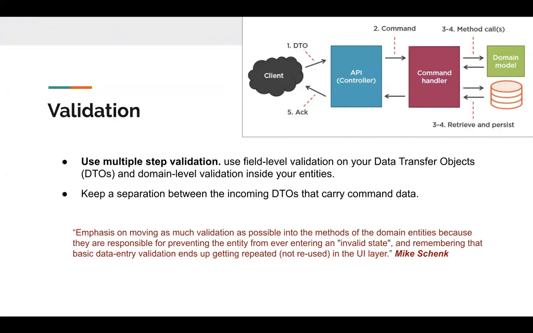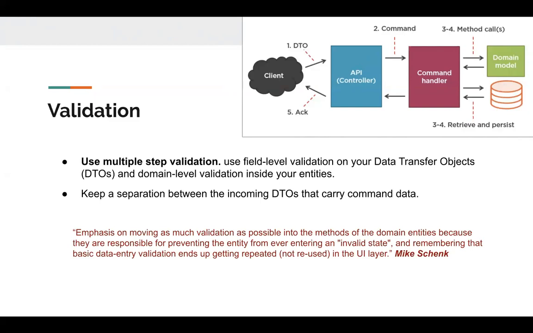Keep a separation between the incoming DTOs that carry the command data. Kind of spoke to that. And this is a quote from our very own Mike Shank: emphasis on moving as much validation as possible into the methods of the domain entities, because they are responsible for preventing the entity from ever entering an invalid state. Remember, the job of the aggregate root is to make sure that everything within it is never in an invalid state, which in IFP at least, our objects are always in invalid states, and we're getting logging up the yin-yang about null exceptions and who knows what, right?